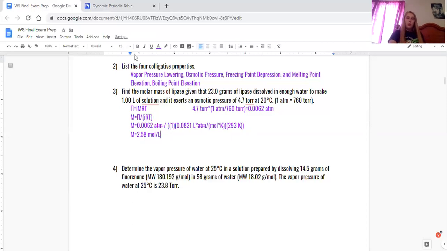Okay, but what are we looking for? We're looking for the molar mass of lipase, and we know that we have 23 grams of that in 1 liter. So if we have 23 grams of lipase per 1 liter, and then we take that and we divide it by what we just came up with here, our moles per liter. So I'm just going to make this grams per liter since it's just per 1 liter. Makes that a little easier to visualize.